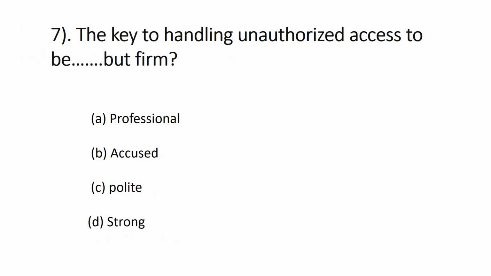Question number 7: the key to handling unauthorized access is to be but firm. Professional, accused, polite, and strong. The correct answer is polite, because when you are dealing with unauthorized access, you have to be polite and you should be firm.